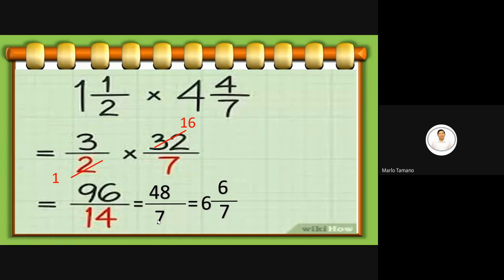Tapos dito naman po, saka natin gagawin yung 6 and 6 over 7. Now since improper po, there are 6 pieces from that 48. 6 pieces of 7. So 6 times 7 is 42. 48 minus 42, 6 po ang remainder. So 6 and 6 over 7 po ang final answer. Pwede pong i-apply ang cancellation method.